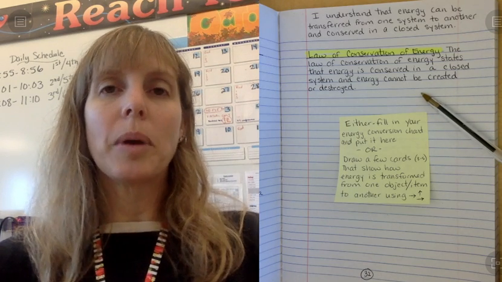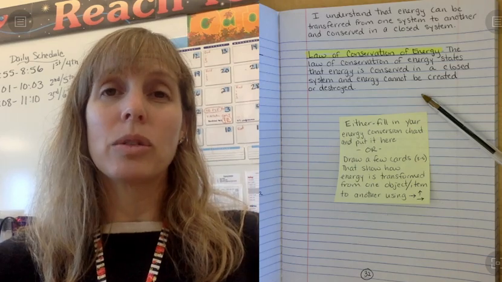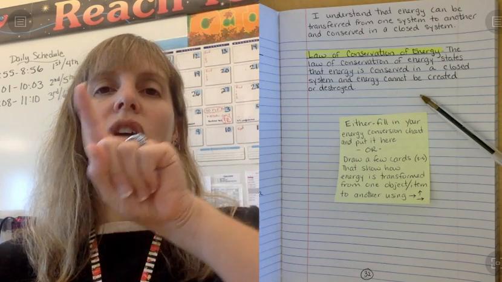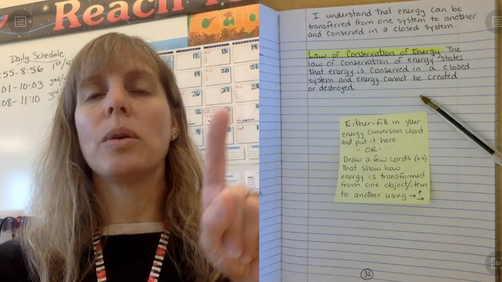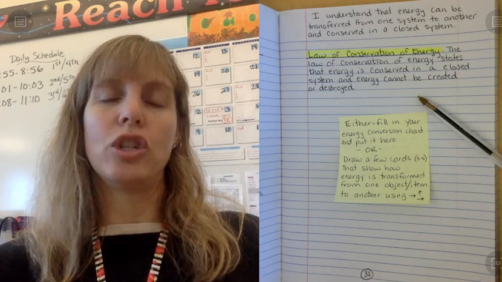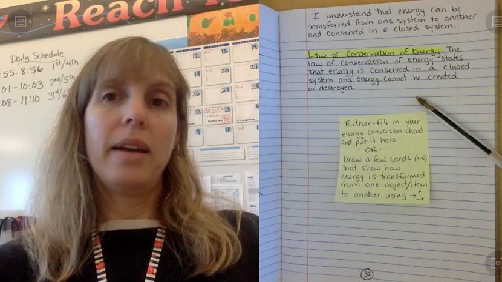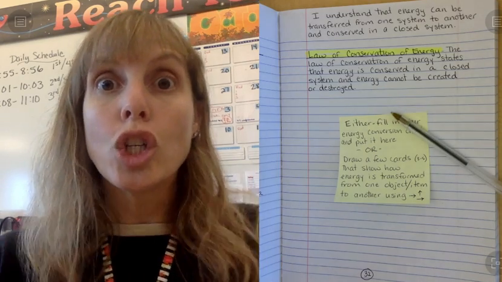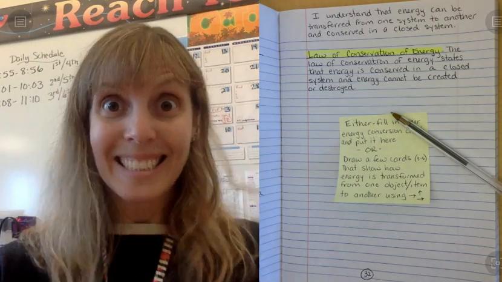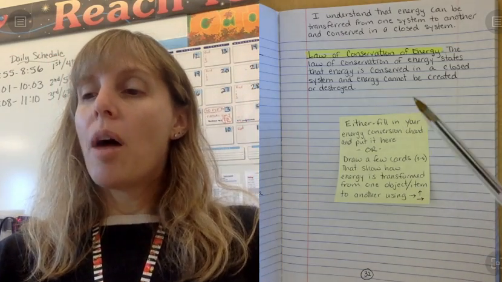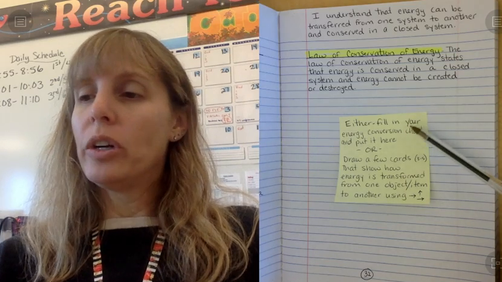You're going to sort some cards and put them together kind of like dominoes to make a model to show that energy really just cycles from one thing to another, one thing to another, kind of just transforms the type of energy in the world. And it just moves from one thing to another in the whole universe. The universe! That's big.